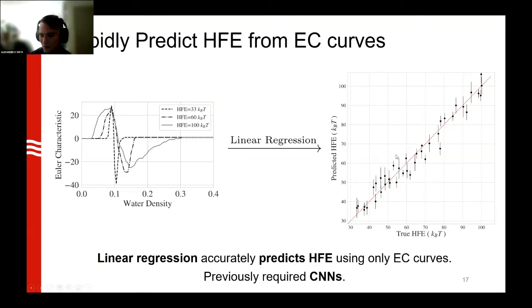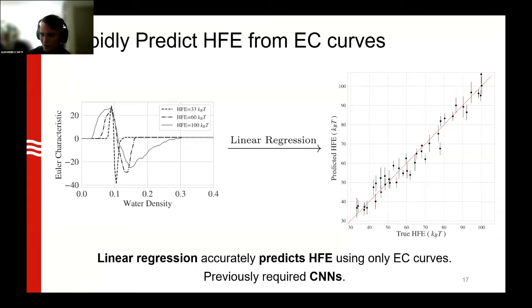And so what we're seeing on the right here is a completely separate set of simulations where we've again computed the Euler characteristic via these density fields using a short time period of the simulation. And then we're predicting that hydration free energy that's been verified by these long time sampling methods. And what you can see is that the accuracy is incredibly high, even using simple linear regression.